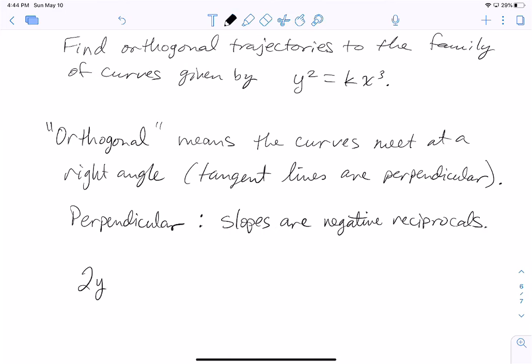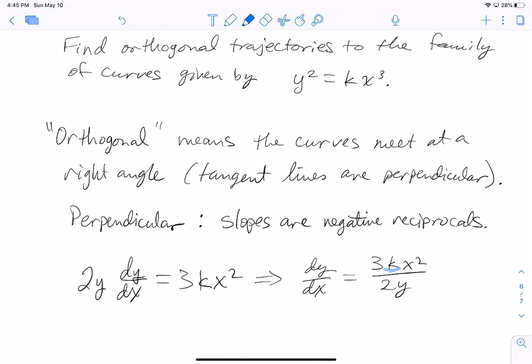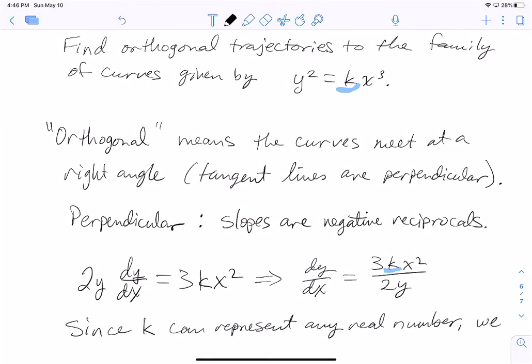Differentiating both sides with respect to x gives us 2y dy/dx, that is not a y, is equal to 3kx squared. Using this, we've got that dy/dx is then equal to 3kx squared over 2y. Now, we have a bit of an issue here because k can represent any real number. That's what gave us the fact that we had a family of curves. So here we'd have a variable x, a variable y, and then this variable value k, and that's not all right. So since k can represent any real number, we need to replace it.